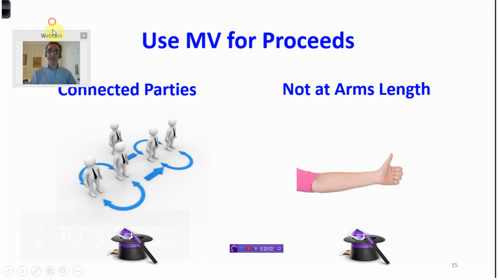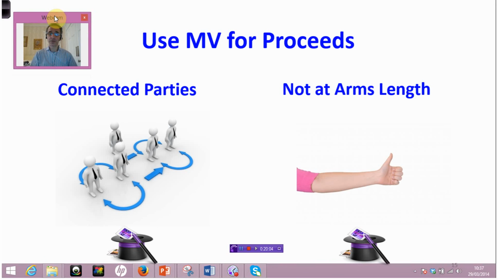Okay, now two instances on the next slide that are relevant in this scenario, and the first one being what we call connected parties. So in other words, where there's a relationship, or at least the revenue feel that there's some sort of connection or relationship between the two parties. And in that case, we have to use MV for proceeds.